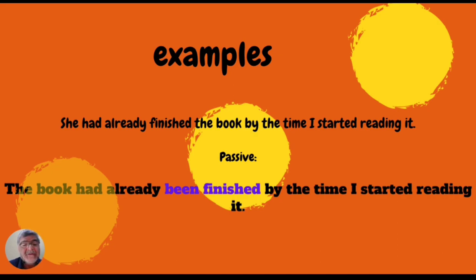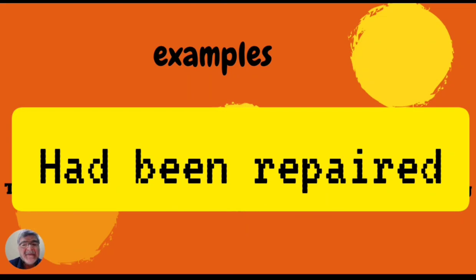You see that again, we have got be form in this sentence, but because it's past perfect, it is in the third form of that, which is been finished. The book had already been finished by the time I started reading it, or the class had already finished when I got there. Or another example is, they had repaired the car before I got there. So the passive form is, the car had been repaired before I got there.